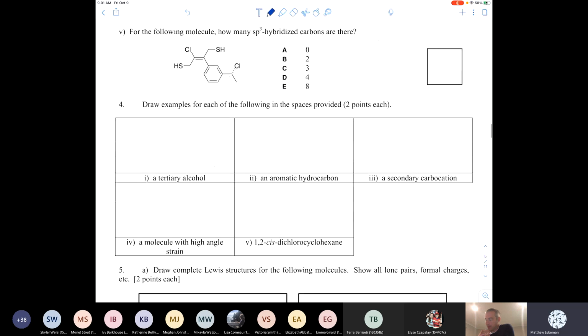For the following molecule, how many sp3 hybridized carbons are there? So right away, we can say that if a carbon has a double bond or a triple bond, it's not sp3. It's at least sp2. If it's triple bond, it's sp. So let's cross off all the ones that are part of a double bond.